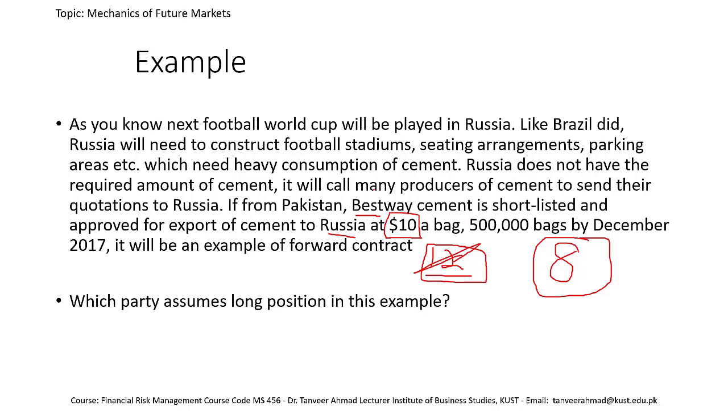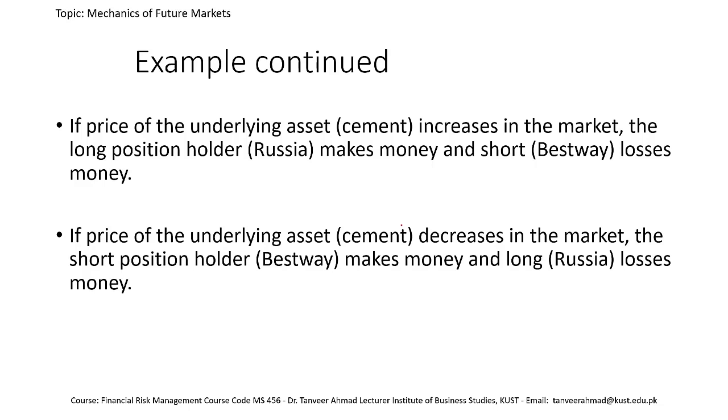How is that so? For West-West Cement, it would mean that something that they could have sold at $8 in the market, because they have a contract with Russia, they are going to sell at $10. So instead of selling at $8, they are selling it at $10. So they make money. And this is what is explained in this slide.